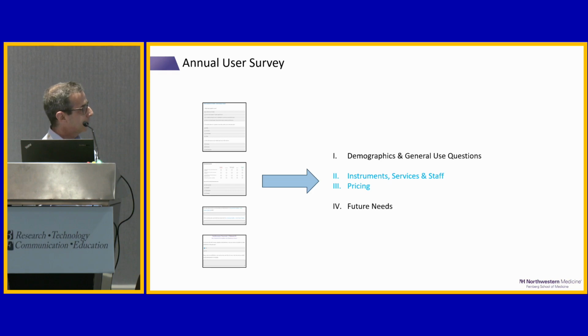There are a lot of sections to the survey. There's demographics, general use questions. We do ask people to tell us what future needs they have. Are there things that we provide that you don't use because you don't like them, or things that we don't provide that you need, or new core facilities you want? But I'm going to focus just for a couple of minutes here on what I call the heart of the survey, which is what they think of the instruments, services, and staff, and how they feel about our pricing.